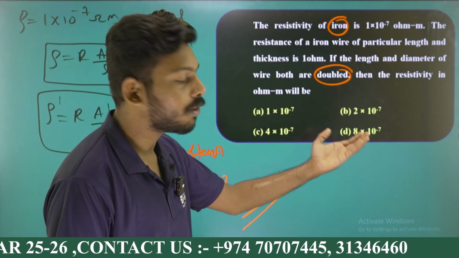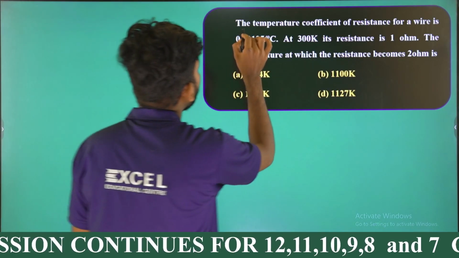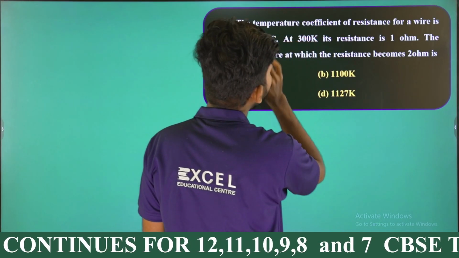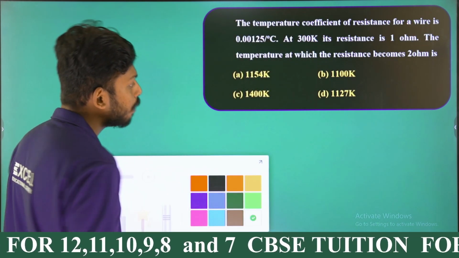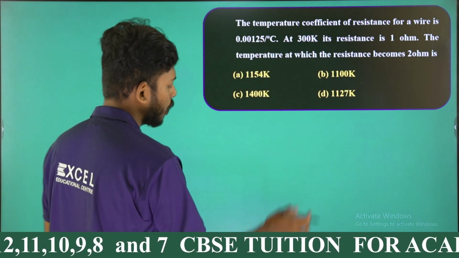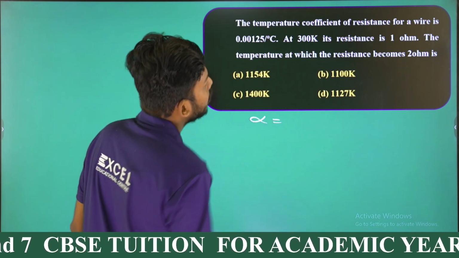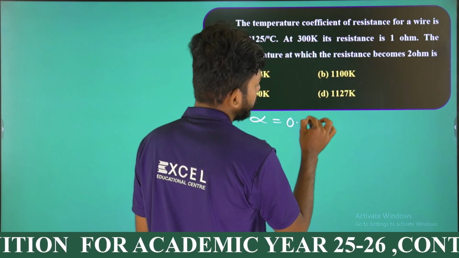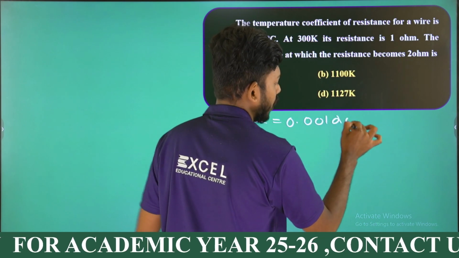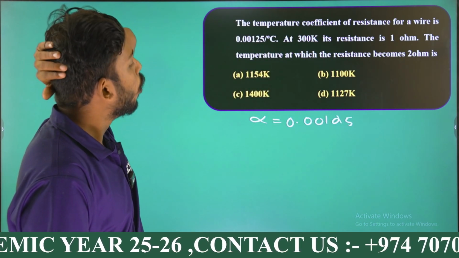It's actually a very easy one. So go through the questions. Moving to the next question. According to the question, the temperature coefficient of resistance for a wire is given. We all know what is meant by temperature coefficient. The temperature coefficient is represented by alpha. In this question, alpha is equal to 0.00125. It's a given value.